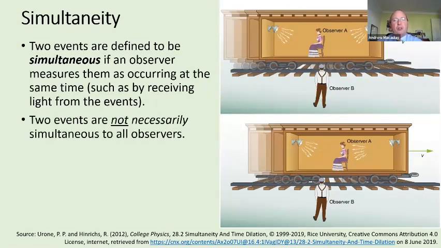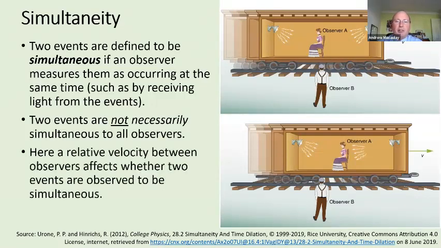I'll keep going. Two events are not necessarily simultaneous to all observers. The relative velocity between the observers influences whether the two events are observed to be simultaneous. Now remember, this is not to do with perception.